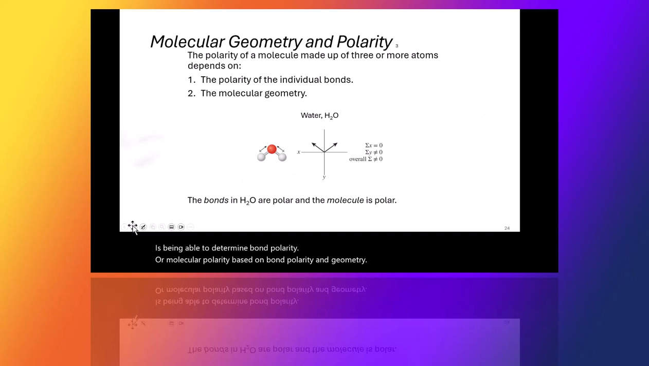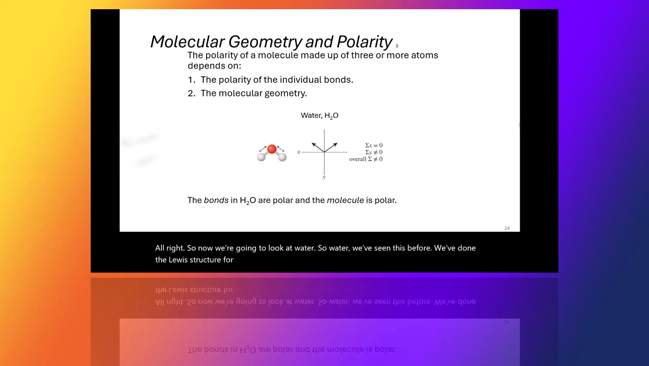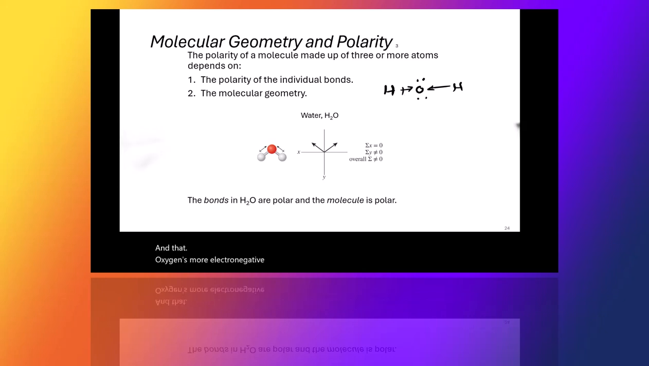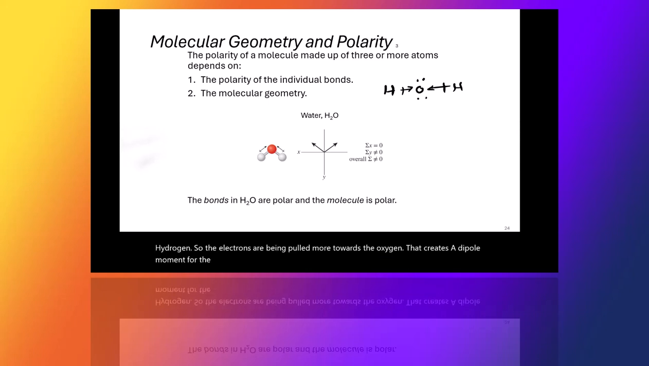All right, so now we're going to look at water. So water, we've seen this before. We've done the Lewis structure for it. You know that water, when you do a Lewis structure, it looks like this. And you know that oxygen's more electronegative than hydrogen, so the electrons are being pulled more towards the oxygen. That creates a dipole moment for the bonds themselves. So the bond is polar. It's a polar covalent bond.